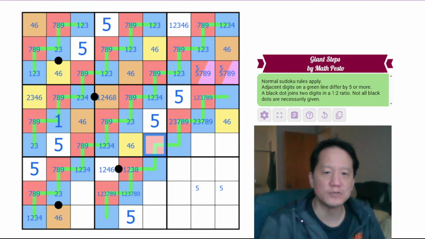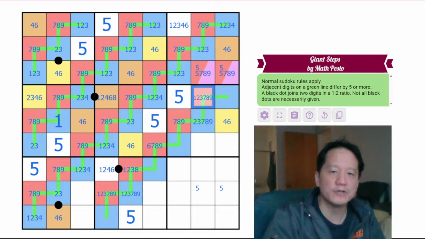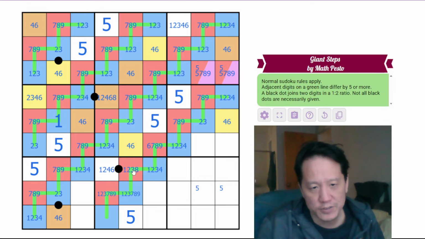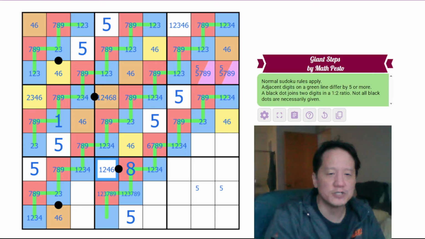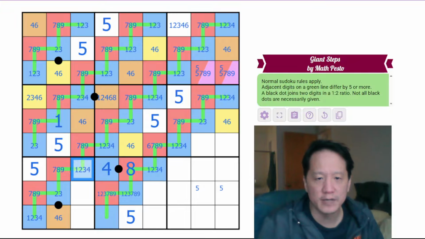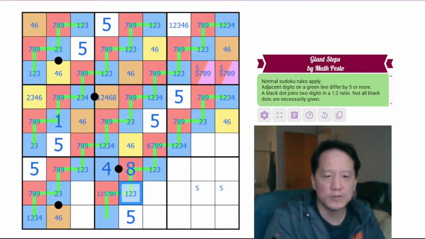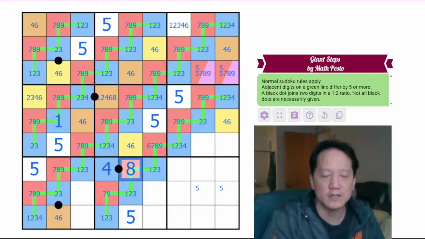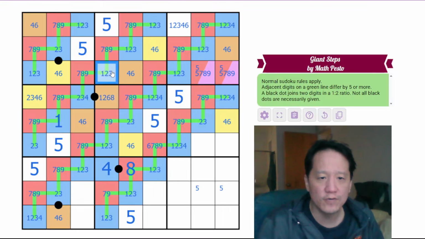But this could be 6 through 9 here. So no 2, 3 here, no 1, 2, 3 here, no 7, 8, and 9 here. This is 1 through 4 again. This has to be high, so this is 8. 8 is in a 1 to 2 ratio with 4. So this is low here. And this cannot be 4. This is 1, 2, 3, 1, 2, 3, 1, 2, 3. No 8 because of 8 in the box. So this is 4, which means this can't be 4.